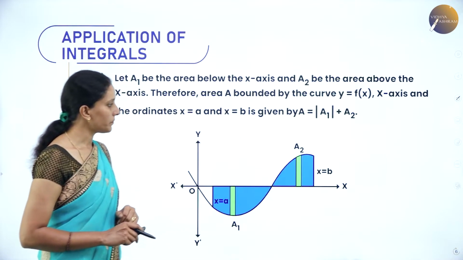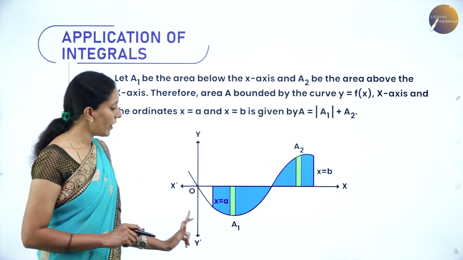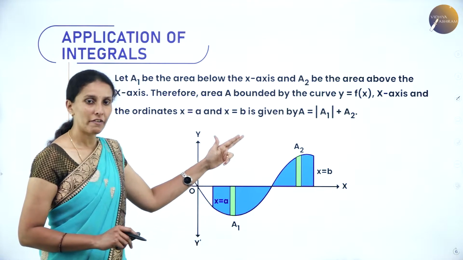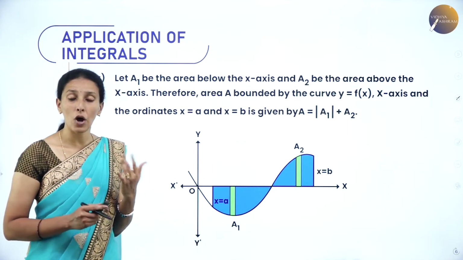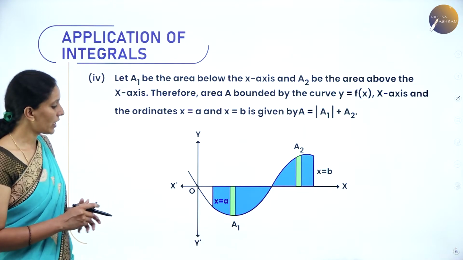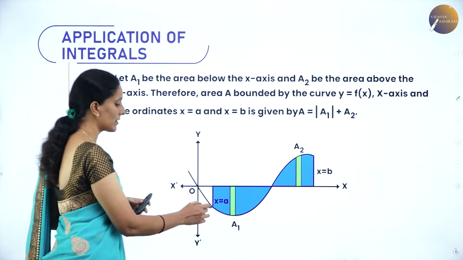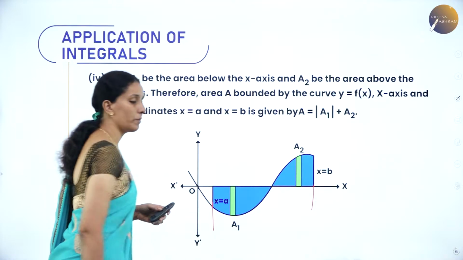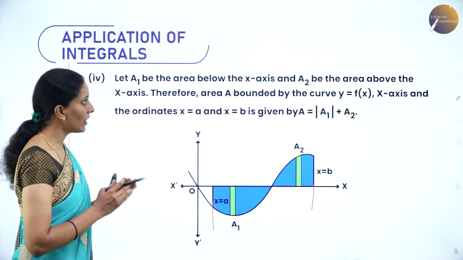Next, we arrive at some curve where it goes both in the positive x-axis and the negative x-axis. Then how will we calculate those areas? So here is an example we have taken, and here is an interval from x is equal to a to x is equal to b. So from here to here, how will we calculate?